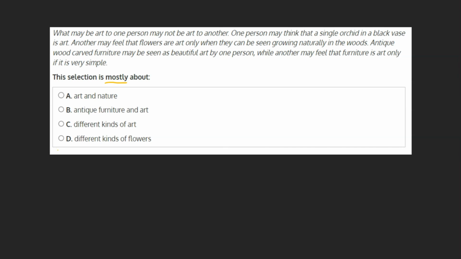All of the things mentioned in the choices are mentioned in our paragraph. It is our job to figure out which one it is talking mostly about. One simple way to do this is to take a look at our topic sentence, which in this paragraph happens to be the first sentence.